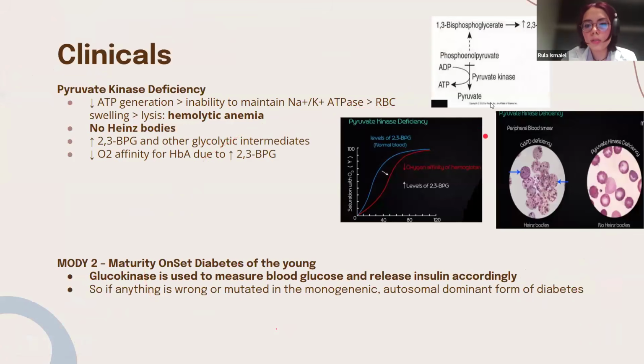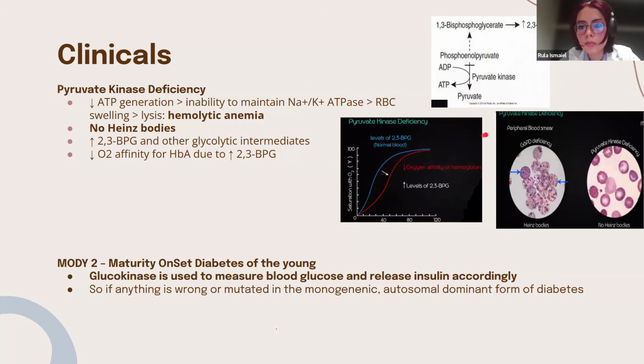Now, clinicals. It's only these 2 clinicals that were mentioned, I believe, and lactic acidosis, but that's another thing. You need to know that in pyruvate kinase deficiency, there is a backup of PEP. And when that happens, it goes back to 1,3-bisphosphoglycerate. And 1,3-bisphosphoglycerate, when it accumulates, it becomes 2,3-BPG.